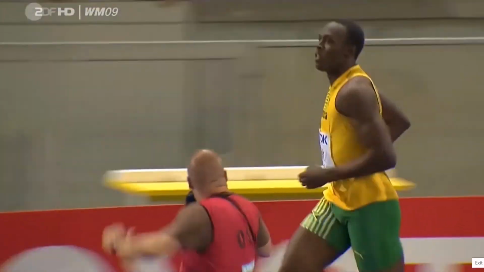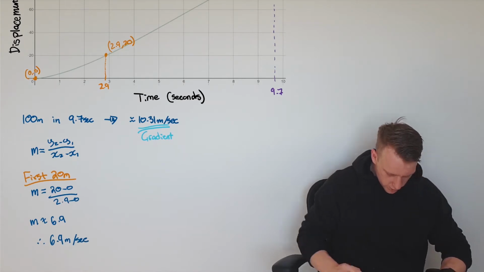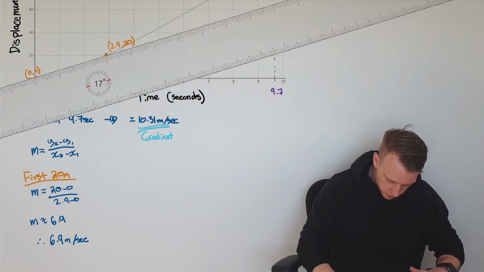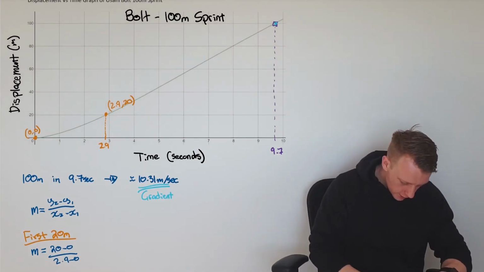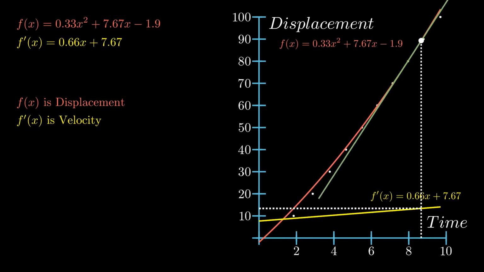Let us look back to the lesson where we determined the average rate of change of Usain Bolt's 100-meter sprint, and we estimated the gradient of the displacement time graph, and we found that this gradient represented his velocity, or his speed. Now that we've got a deeper understanding of differential calculus, we will have a look at the relationship between displacement, velocity, and acceleration.